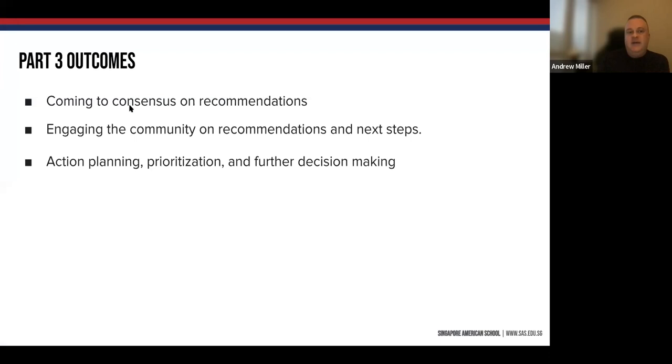So next time, let's talk about next time. After we get the data, how do we get recommendations out of this data? How do you move from dialogue to decisions? And then once you have that, how do you start to engage the community? What are those next steps? How do you communicate to your faculty, to your parents? And finally, how do you start to action those recommendations? What comes first? What's important? And then frankly, planning for further decision-making, because out of your review will come more work to do. So you have to think through how those decisions will be made and who's making them. We'll talk about that.